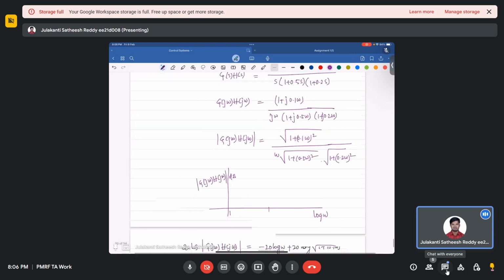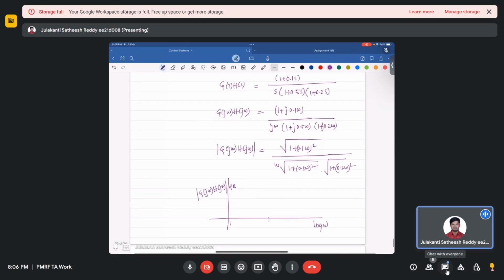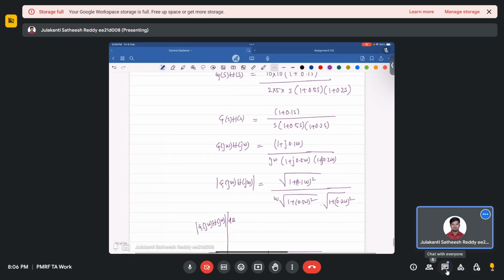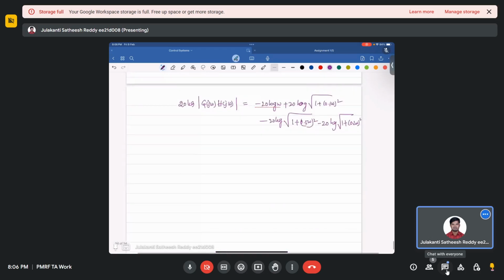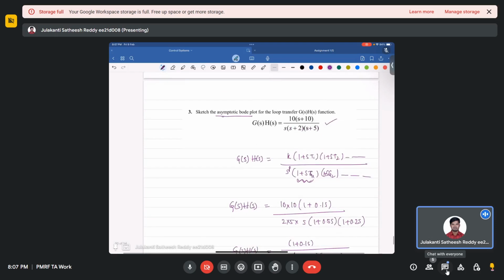Now you need to identify the corner frequencies, exactly the frequencies at which the plot changes. If 0.1 omega is one corner frequency, you need to identify the approximation for more than that and less than that. So what are those frequencies? Exactly: 2 radians per second, 5 radians per second and 10 radians per second.